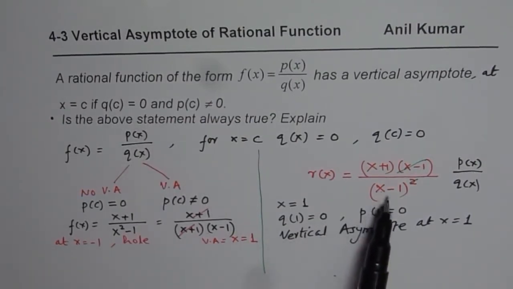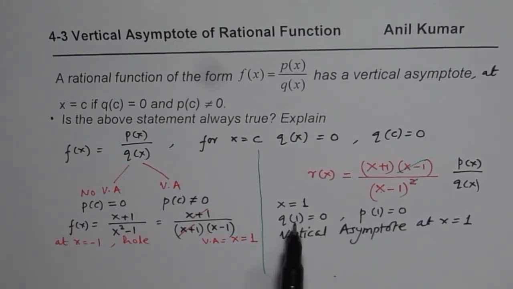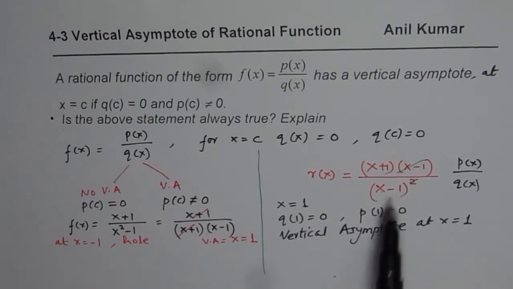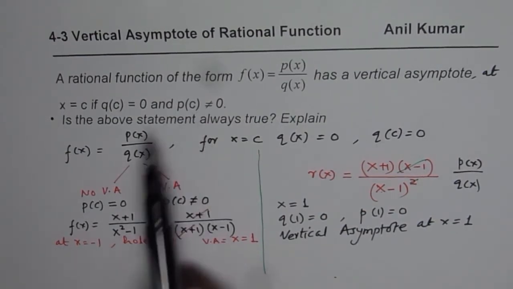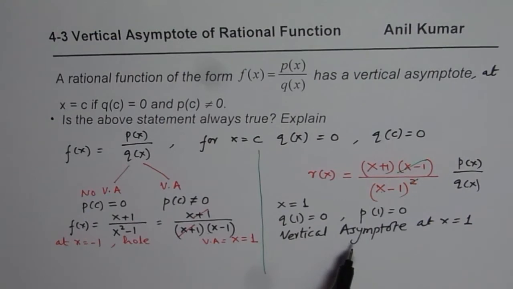So here we do have a vertical asymptote in spite of the fact that at c equals 1, both the numerator and denominator are 0. That is what you should keep in mind. So there are cases where the statement doesn't work. This is a very good example to take. I hope it helps. Thank you and all the best.